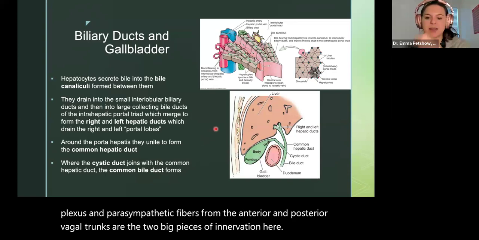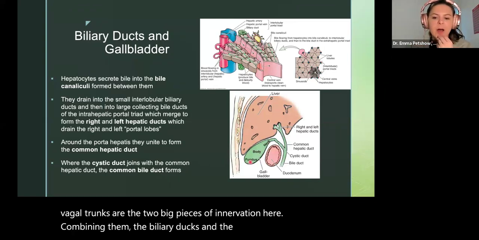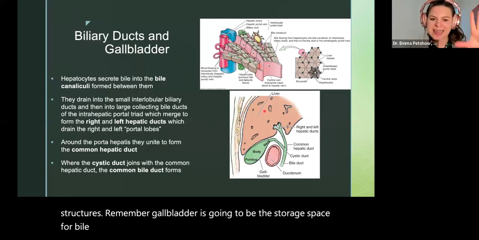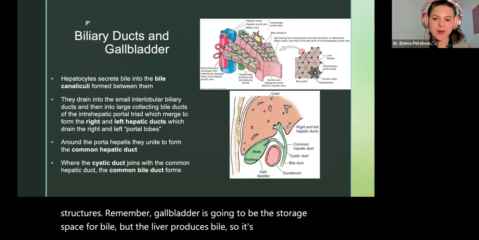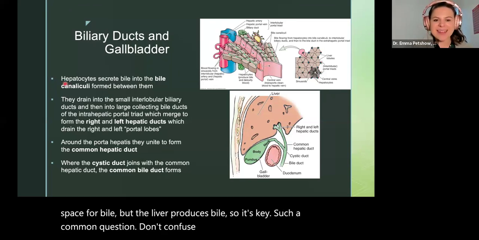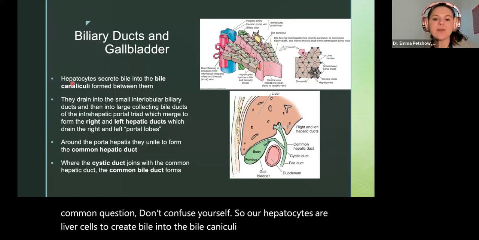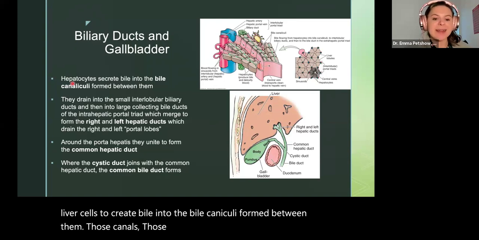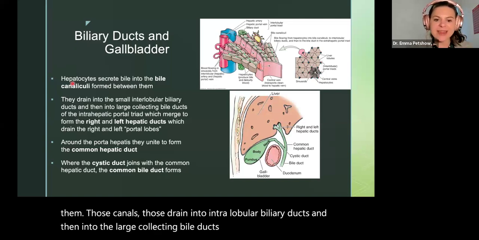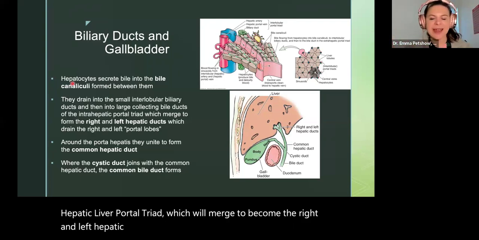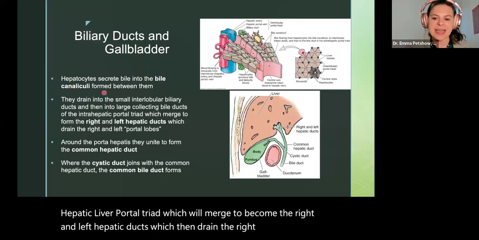Combining then the biliary ducts and the gallbladder with these structures, remember, gallbladder is going to be the storage space for bile, but the liver produces bile. So that's key. Such a common NPLEX question. Don't confuse yourself. So our hepatocytes, our liver cells, secrete bile into the bile canaliculi formed between them, those canals. Those drain into intralobular biliary ducts and then into the large collecting bile ducts of our hepatic liver portal triad, which will merge to become the right and left hepatic ducts, which then drain the right and left portal lobes. And that's what we're seeing here.